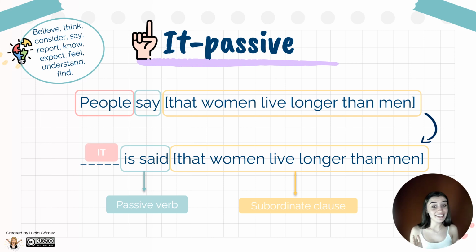The only thing that I need to do is to replace the subject for it, okay, by it, basically, and then take the verb and place it into its passive form, and the rest of the sentence is going to be kept as such. Okay, I'm not going to touch the subordinate clause at all. But watch out, because the next type of passive is going to be much more complicated.